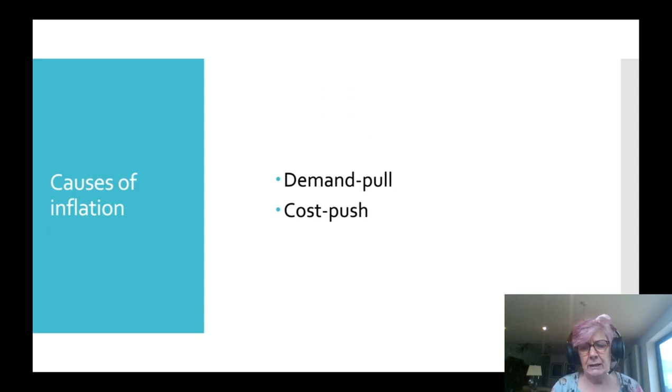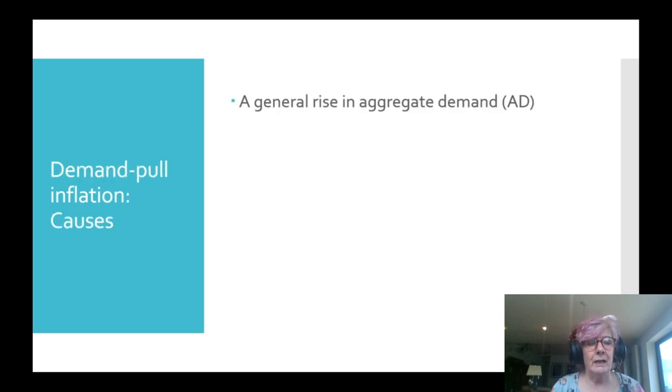So what causes inflation then? Well, essentially there are two causes. One is all about demand. We call that demand pull inflation. And the other cause of inflation is all about supply, and we call that cost push. So let's start by having a look at demand pull inflation.